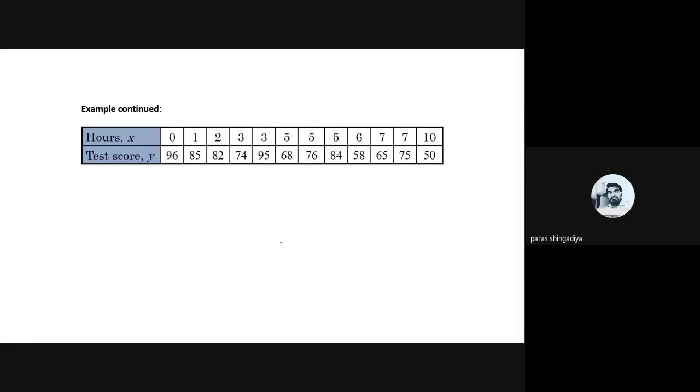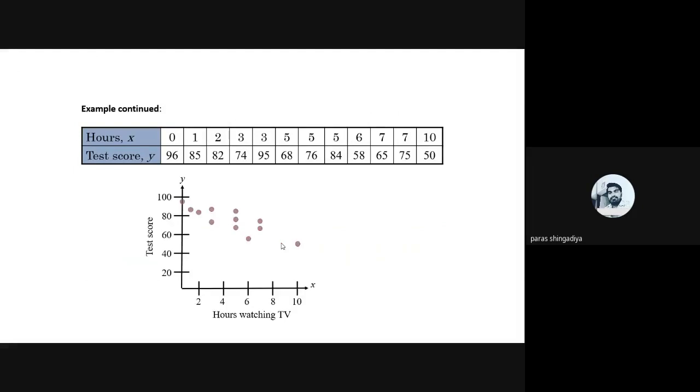So as per the data, plot this data on a scatter diagram. Which type of graph will you observe here? These are the data. Hours values we consider on the x-axis: 2, 4, 6, 8, 10, and the test score we consider on the y-axis: 20, 40, 60, 80, and 100. Correct? Now plot this data. 0 versus 96: this point will be 0 versus 96. 1 versus 85: 1 from the x-axis and 85 from the y-axis. So this point will be considered here.